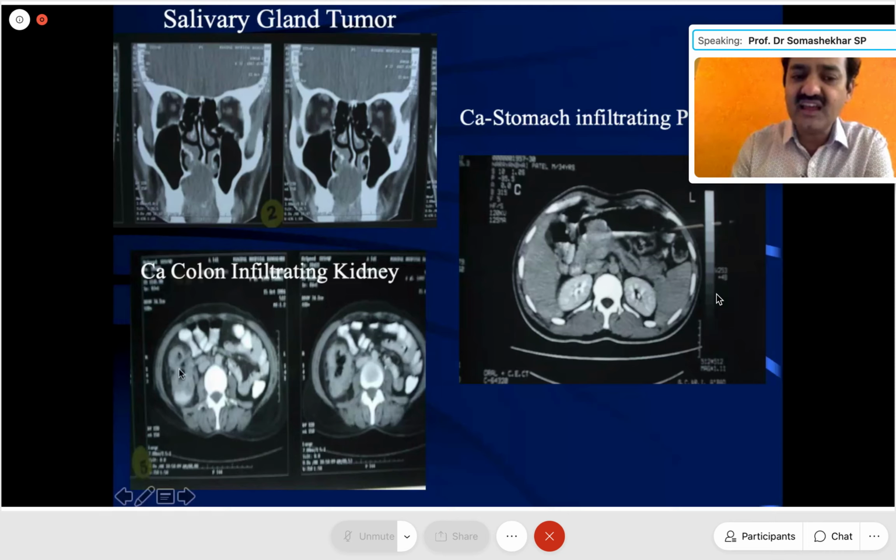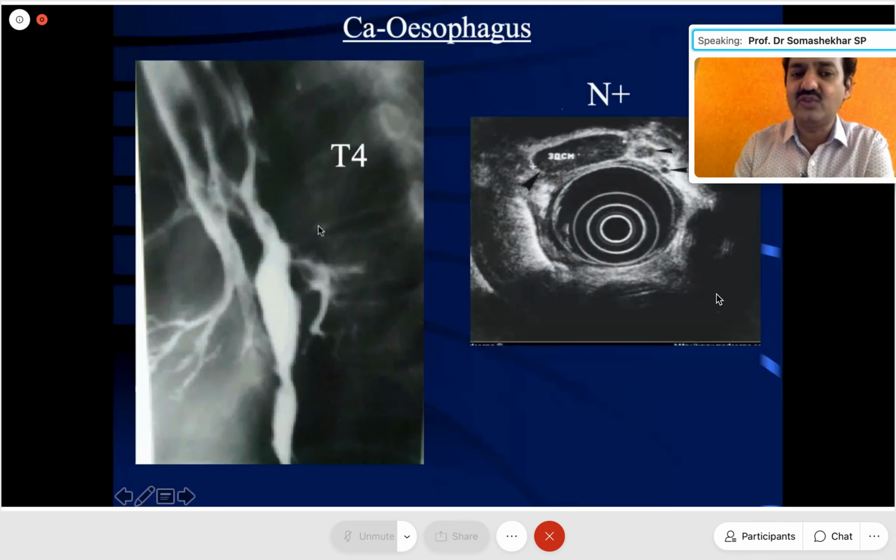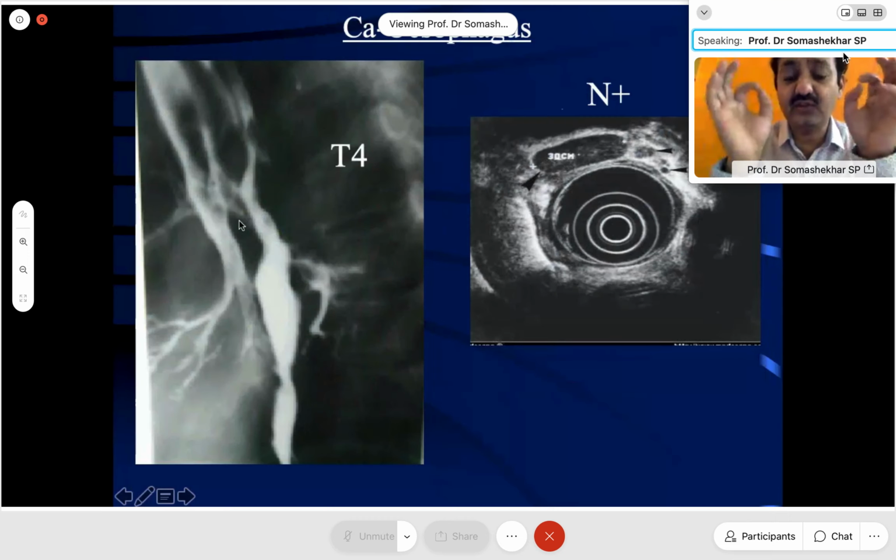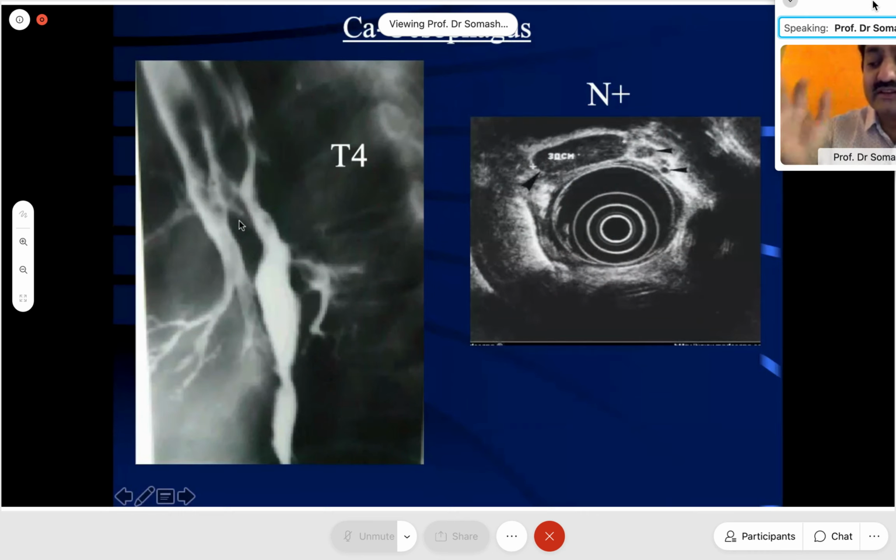You see the CA right colon, cecum and ascending colon. It has invaded, gone to the ureter and kidney. Straight away you know it is T4. So some places where the imaging straight away gives it away. This is the case of CA esophagus. There are two dictums in oncology.